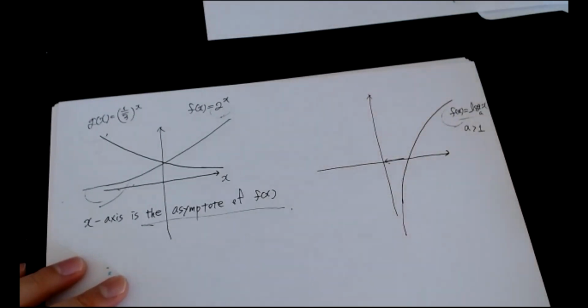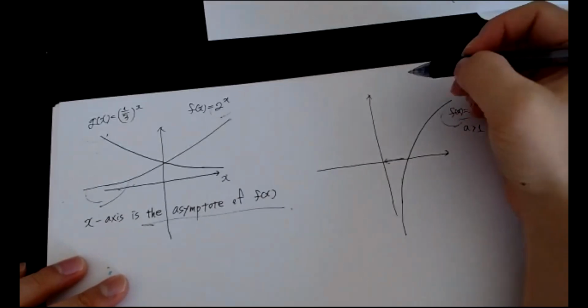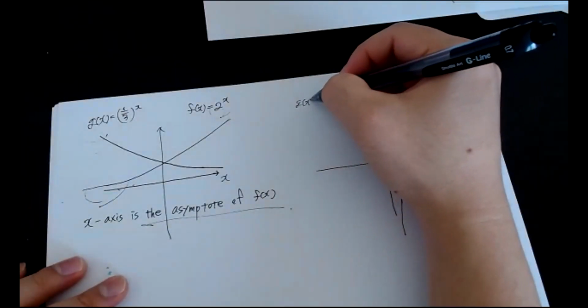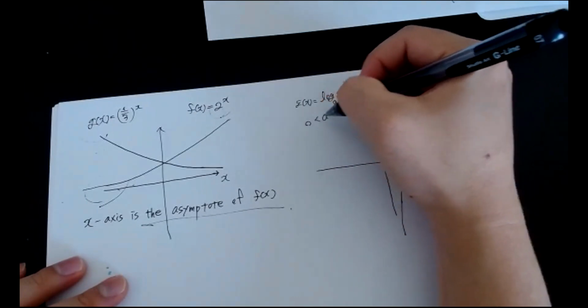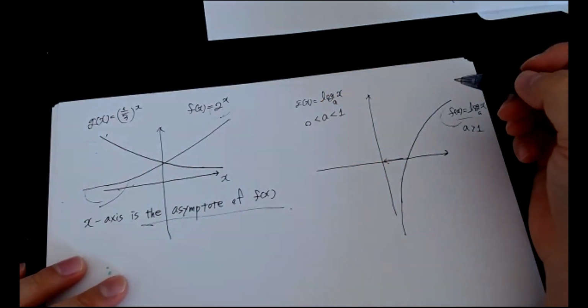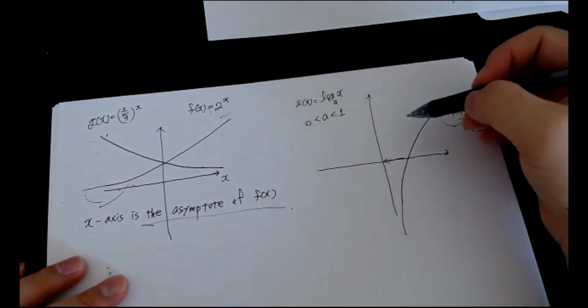Okay, so now what about the other one? Let's say g of x is log of x to the base a here. What about when a is between 0 and 1? Then the graph of this guy is like that, right?